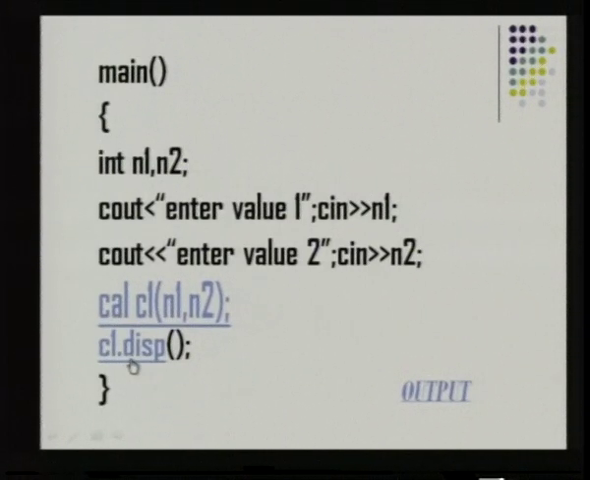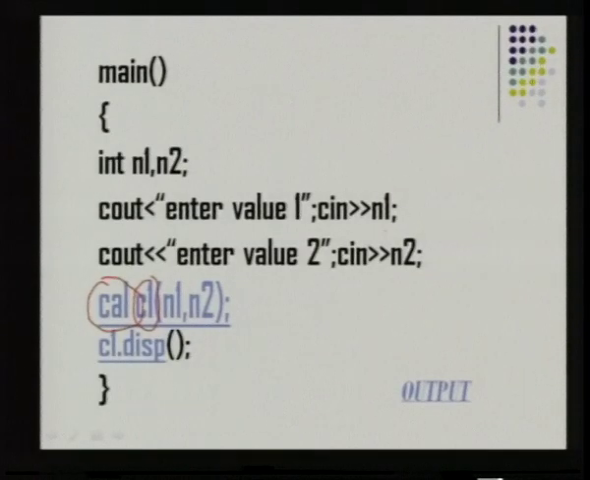Now, as I said, the constructor function is called only when the object is created. The way to create the object is the class name followed by the object name. C1 here is the object. As soon as this object is created, the constructor will be called, but the constructor has two values. So, you have to pass those two values to the constructor.